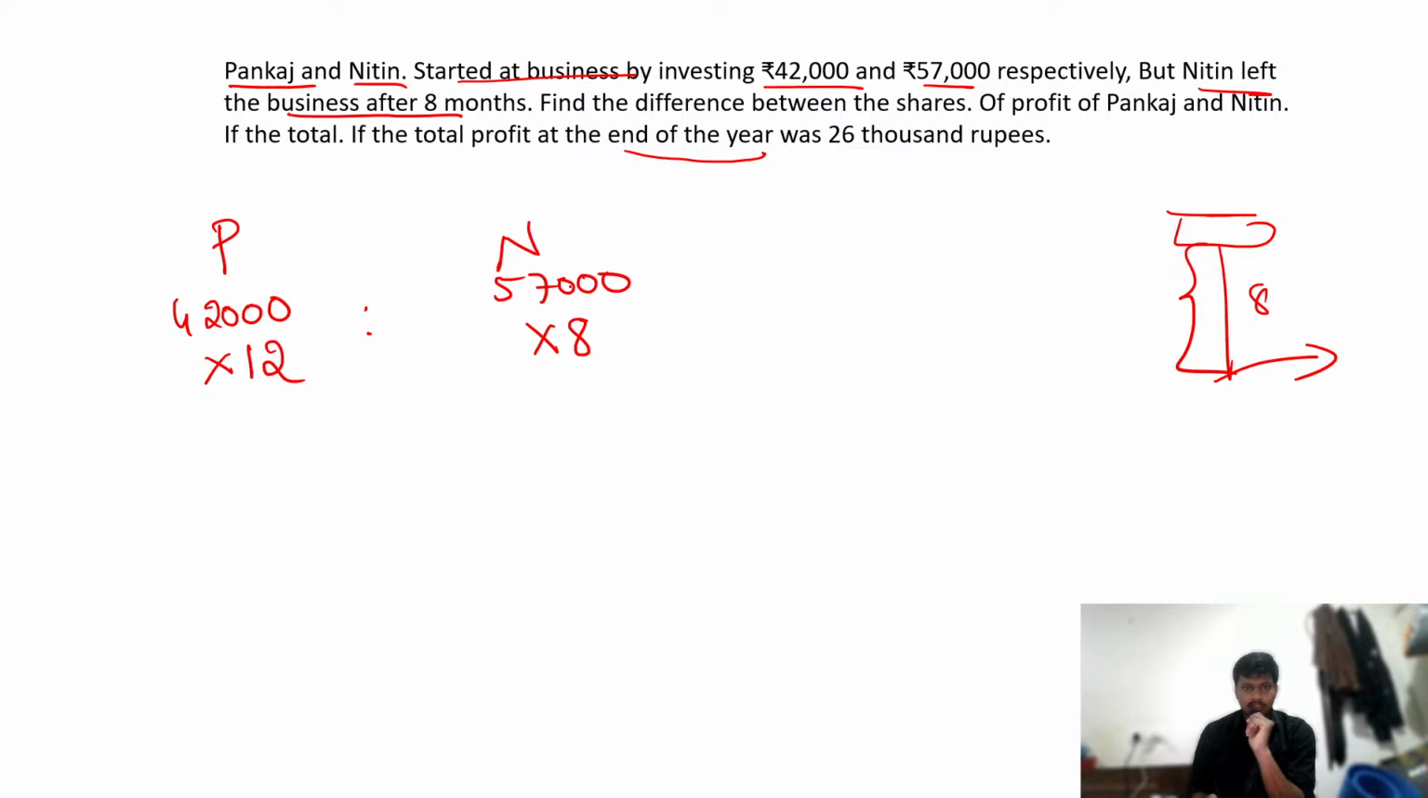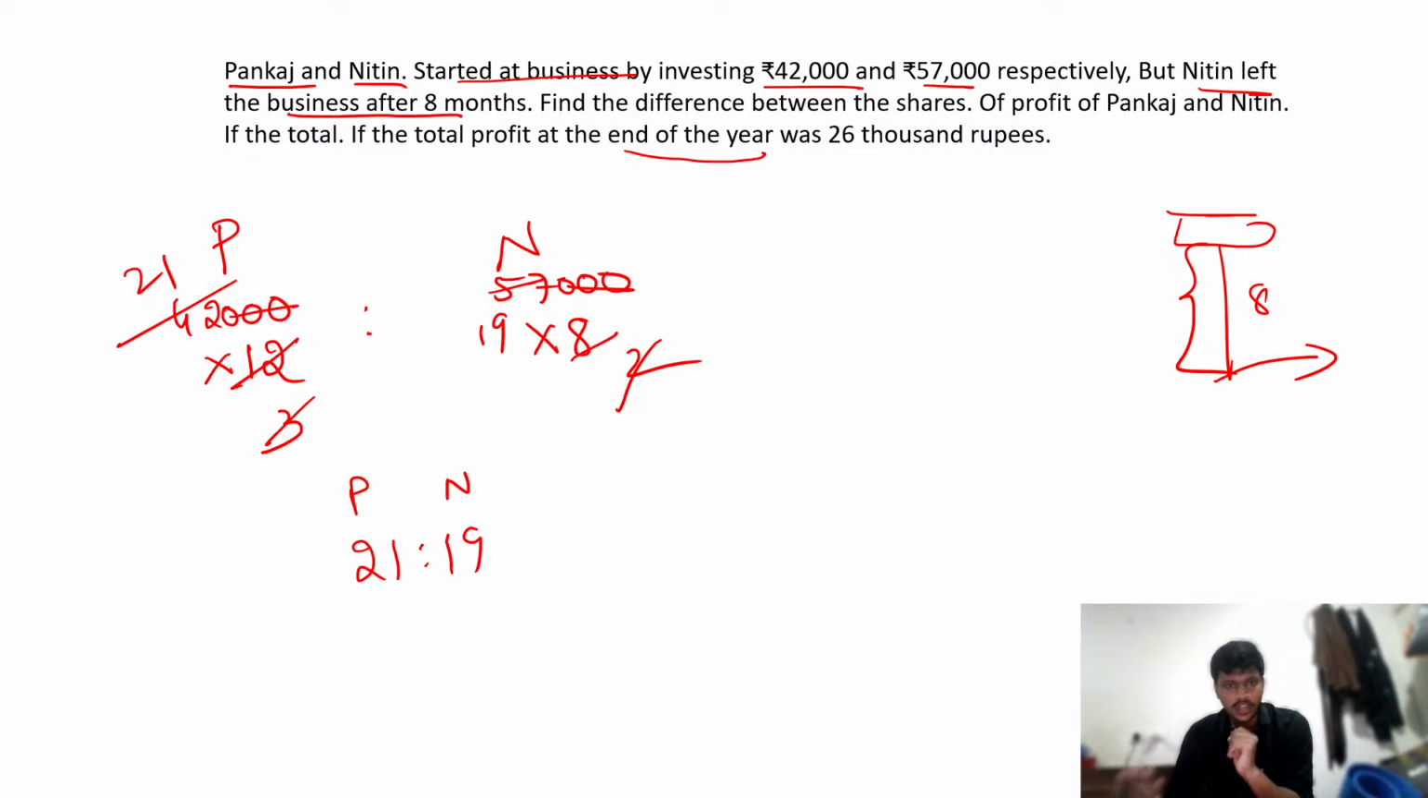We can cancel here. 57, 57 cancel. 2 fours and 3 fours. So 133, 27, 9 3 is 27. So we are having anything else? 90, yeah. 2 here, 21 times. So we got the answer as 21 is to 19. So you have to divide the profit in the ratio of 21 is to 19.